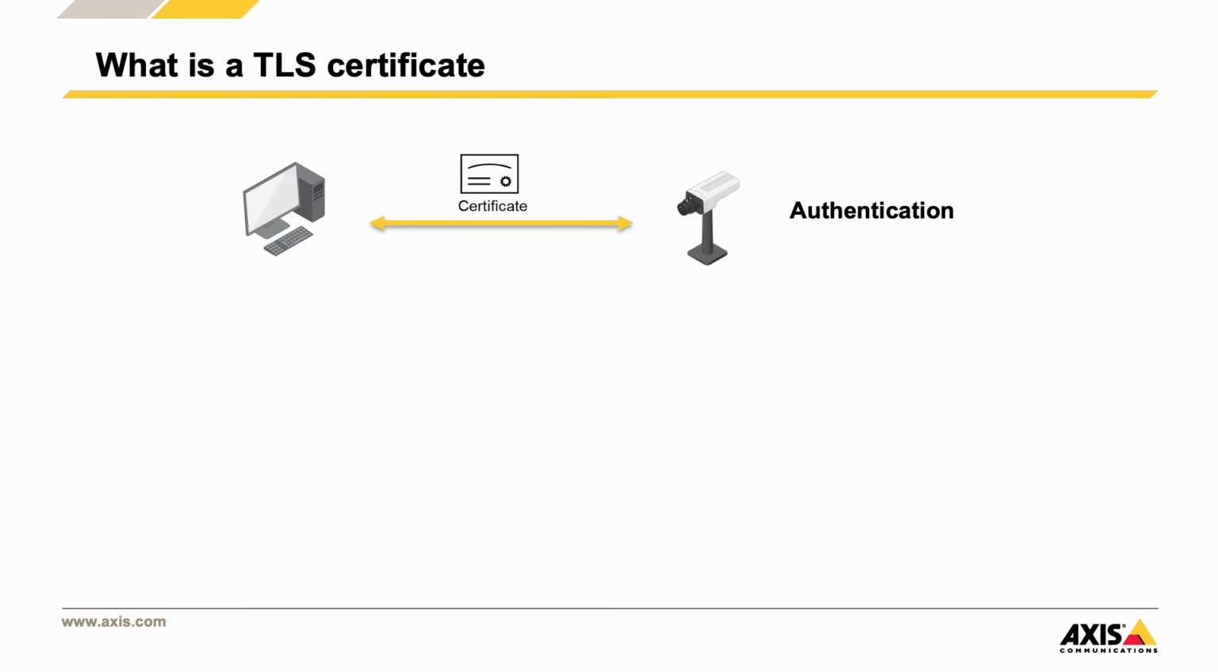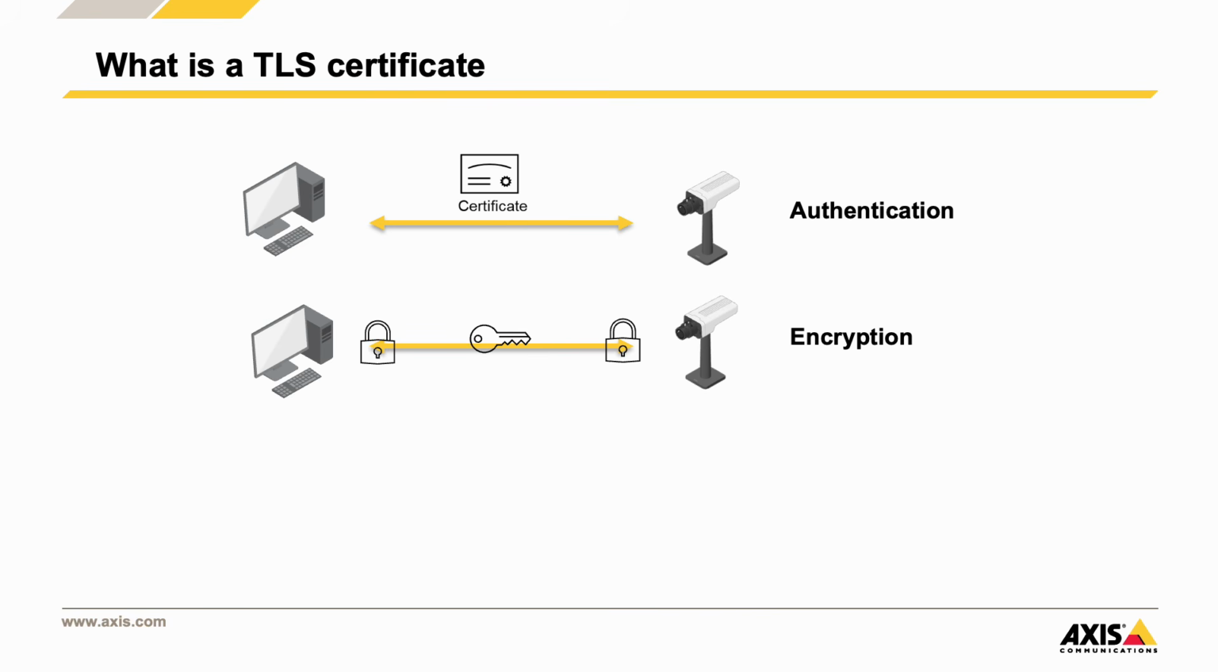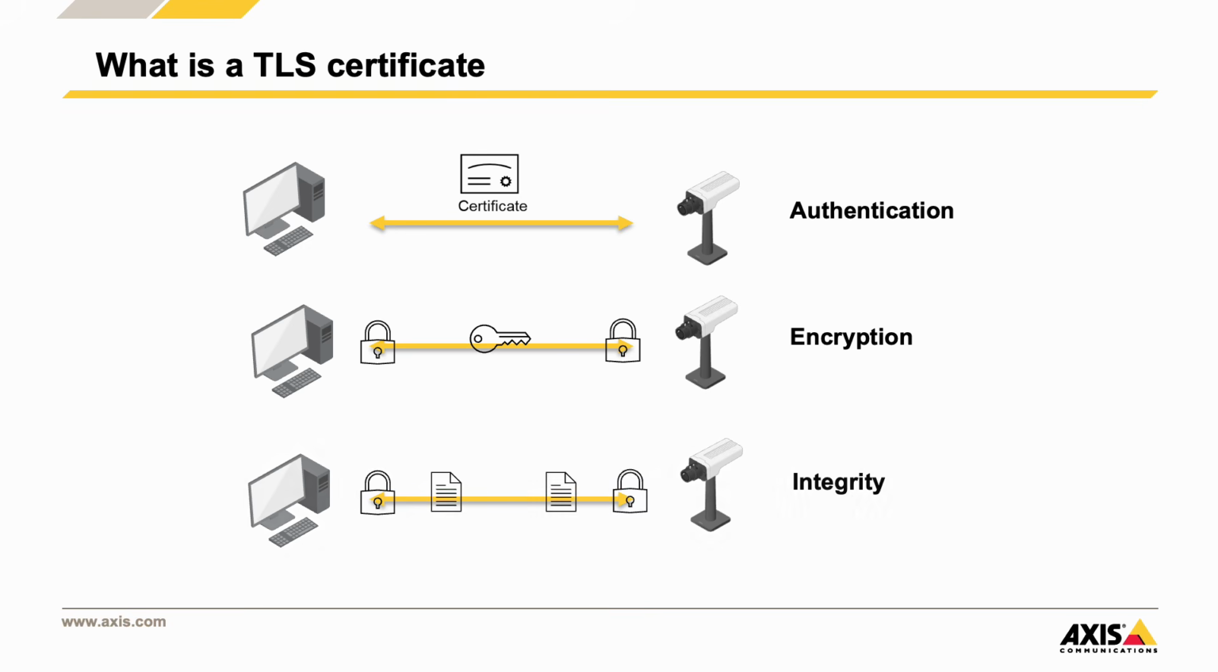First, it provides authentication. When a browser connects to a device via HTTPS, the device presents its certificate, allowing the browser to verify its identity and preventing attackers from impersonating it. Second, it enables encryption. The browser and the device securely negotiate a shared session key, which is then used to encrypt all data transmitted between them. Third, it ensures data integrity, meaning any data sent can't be modified without detection, guaranteeing that what is received is exactly what was sent.